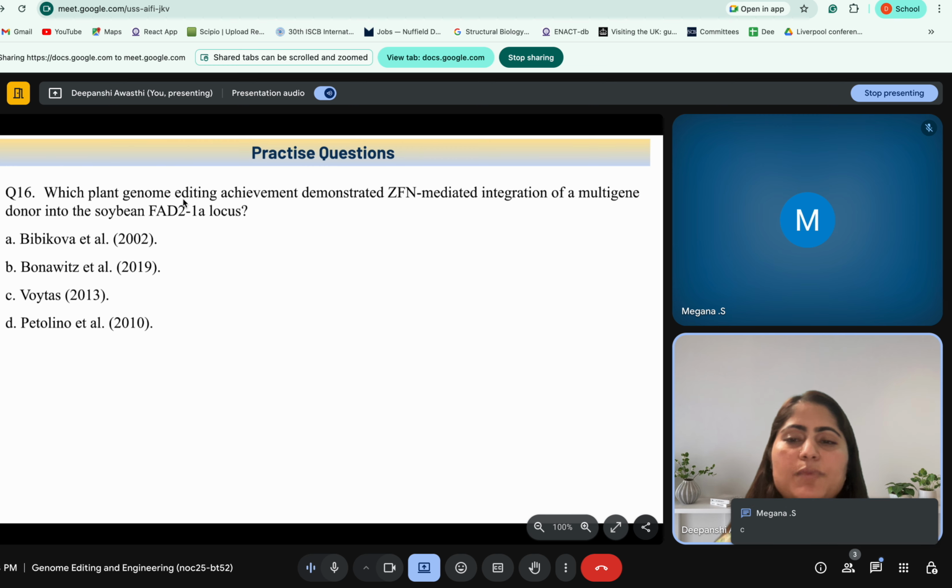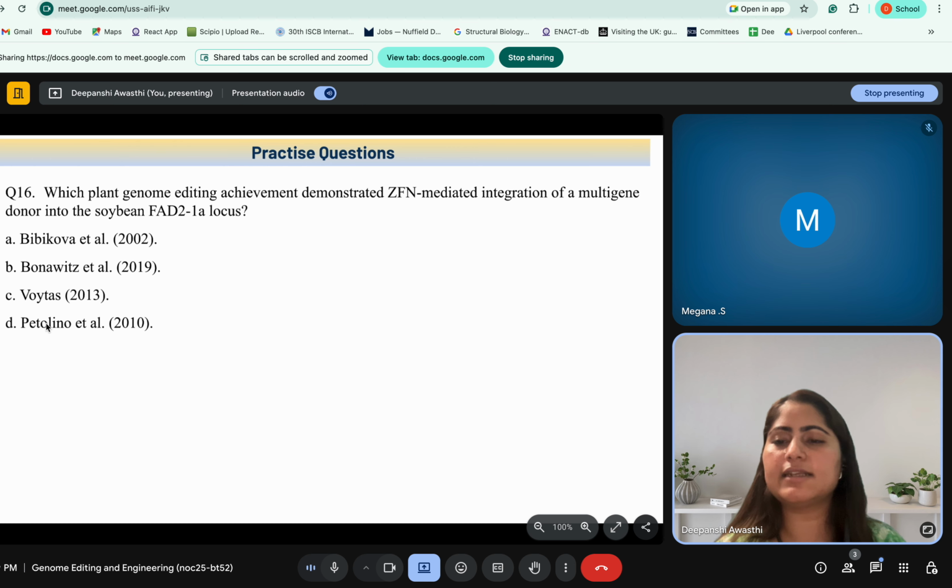So next question is, which plant genome editing achievement demonstrated ZFN mediated integration of a multi-gene donor into the soybean FAD21A locus? So option A, Bibikova et al., a 2002 study, Bonawitz et al., 2019 study, Boetas 2013, and Petulino et al., 2010. So these kind of questions, I don't think they'll come in the exam because this is completely based on these studies. But just for your idea, I've kept this.